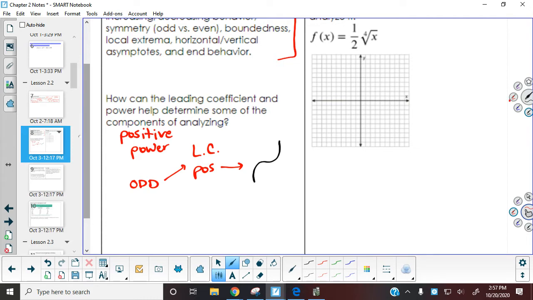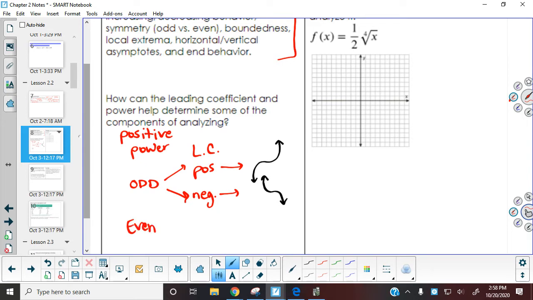If it is a negative, what that negative leading coefficient is going to do is flip your graph vertically. It's going to reflect it, so it's going to look something like that. It's going to go the opposite direction. Instead of going up as you read left to right, it's going to go down as you read left to right.